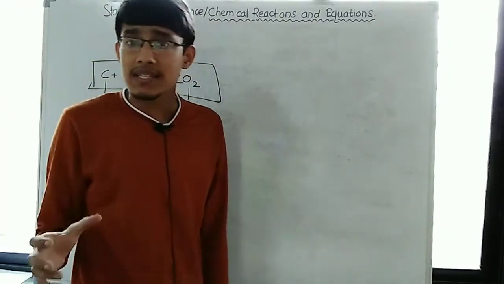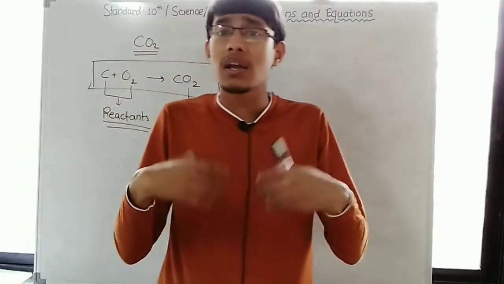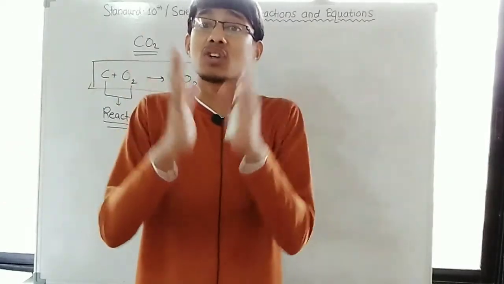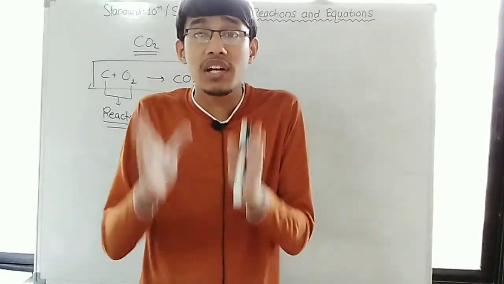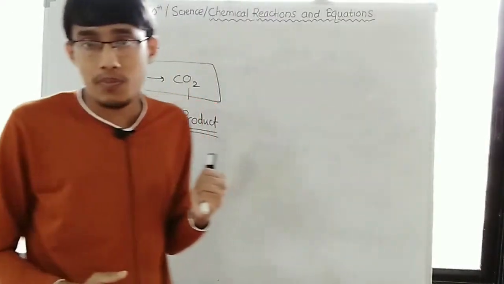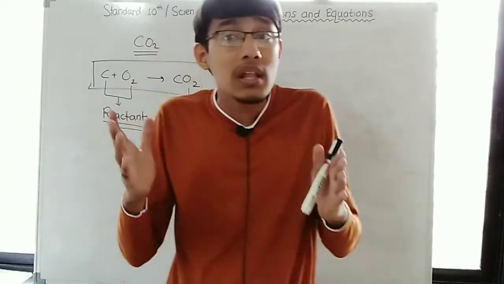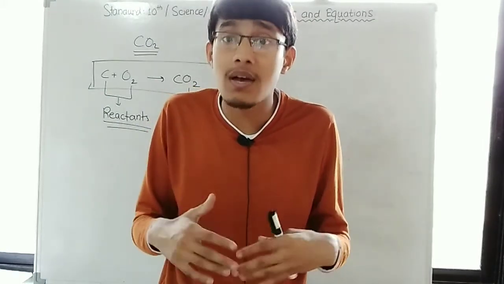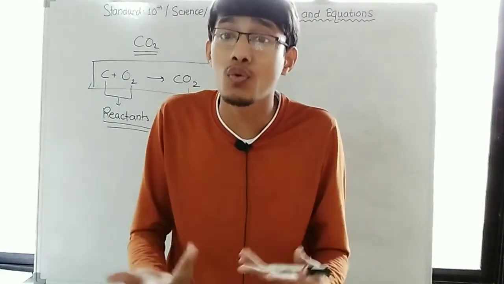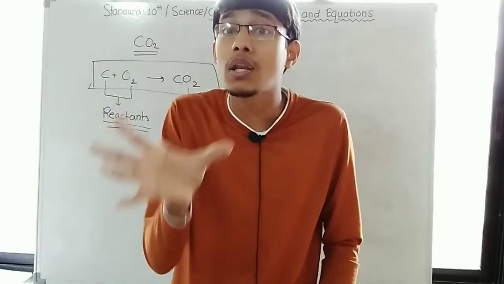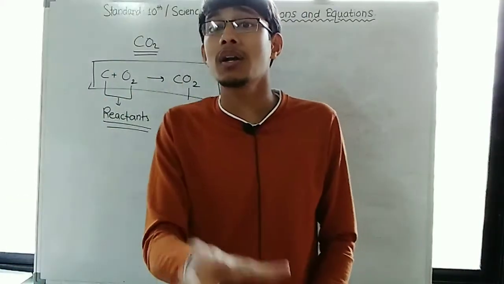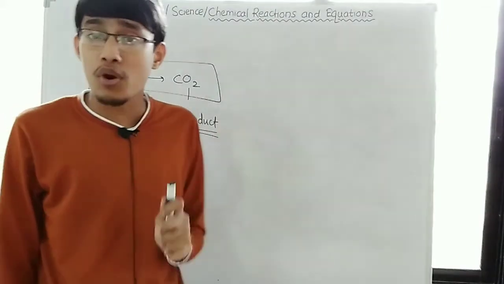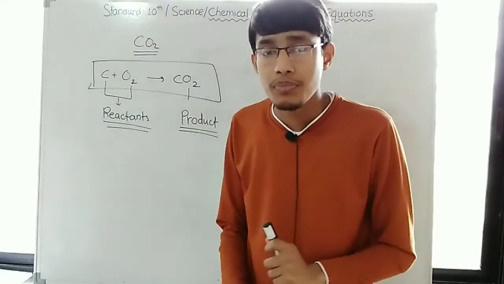In short, we can say reactants are the elements or compounds which are going to react with each other. The reaction will take place between the reactants, and when the reaction is completed, we get some products. We get some new molecular formula or molecules or compounds. That newly formed compound is nothing but the product of the reaction.